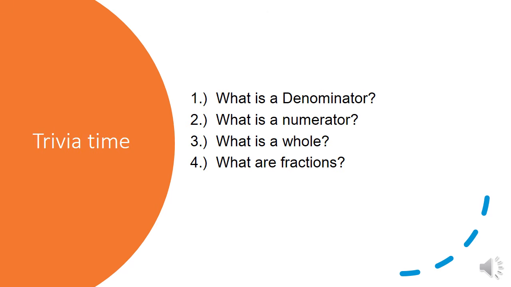Now it's trivia time. Let me give you a number: 1 over 4. Now tell me, what is a denominator and which part of it is the denominator? And what is a numerator? Alright guys, I'll let you pause the video and answer that. Okay, I think that's time.